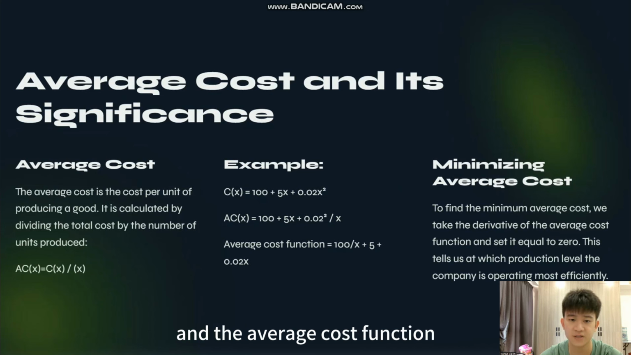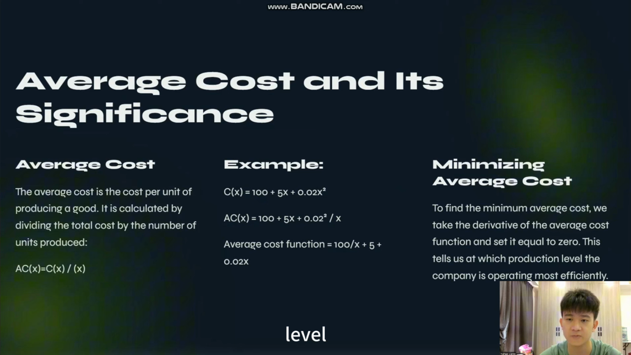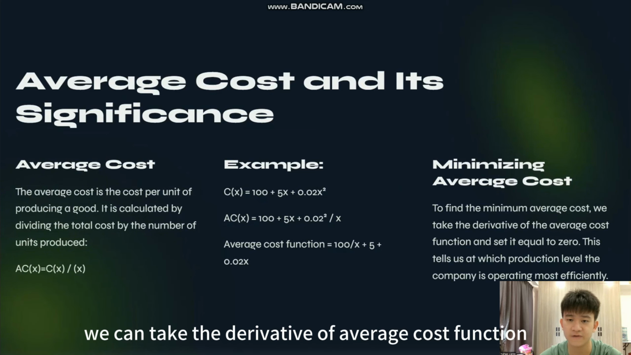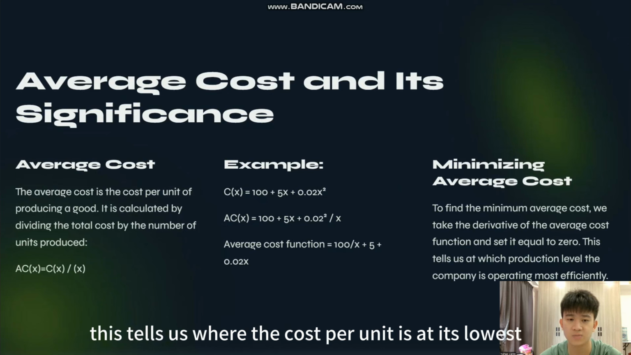The average cost function gives us insight into how much it costs to produce each unit on average. At lower production levels, average costs tend to be high because of the fixed cost. As production increases, average costs decrease until the company hits its most efficient production level. To find the minimum average cost, we can take the derivative of the average cost function. This tells us where the cost per unit is at its lowest.